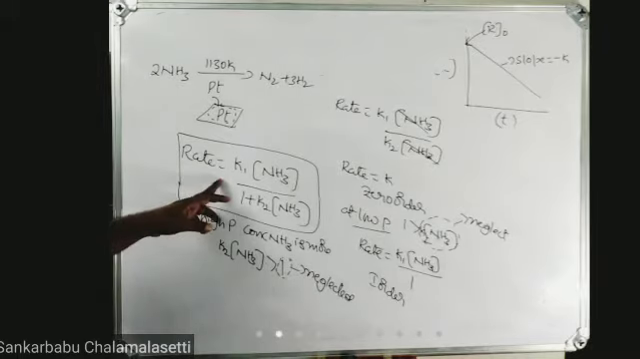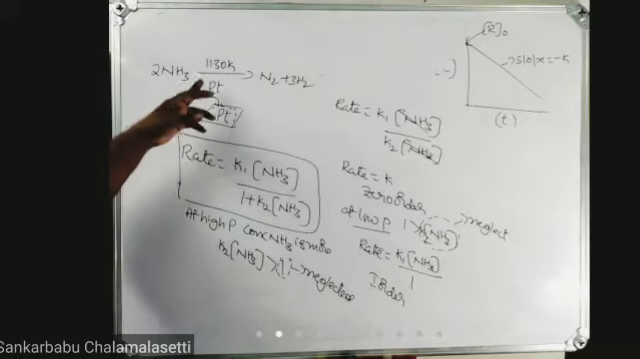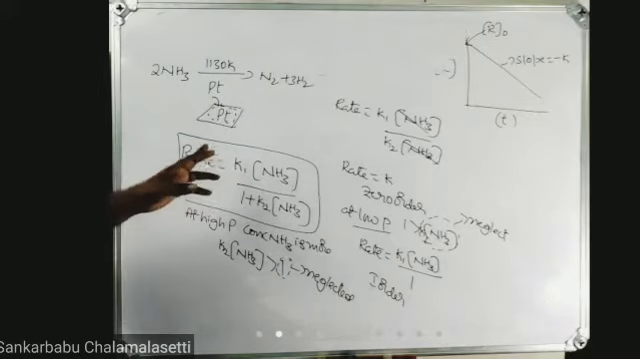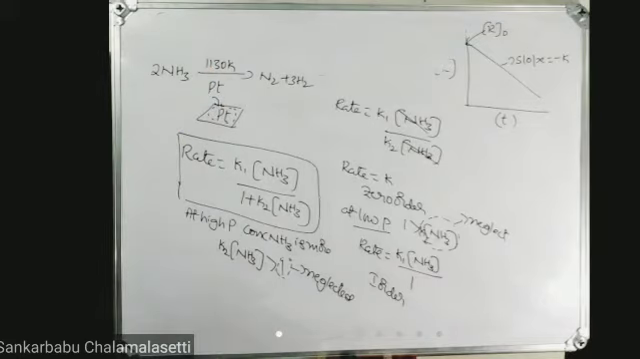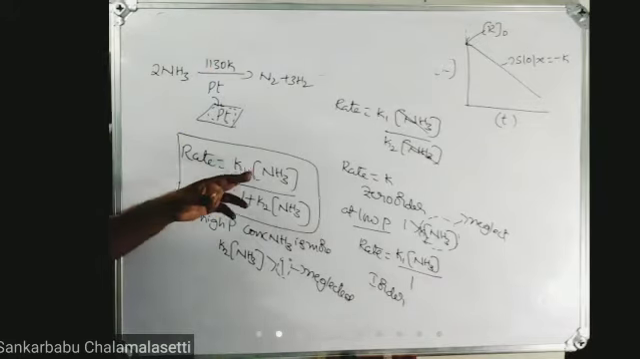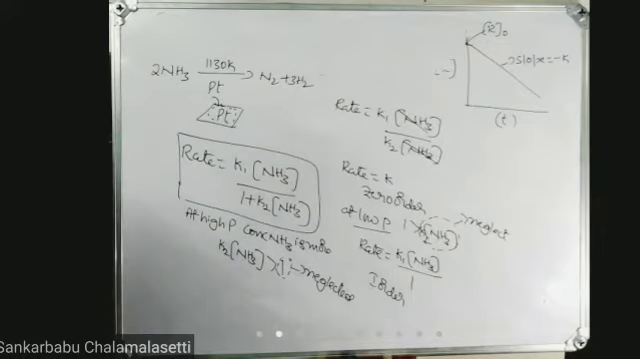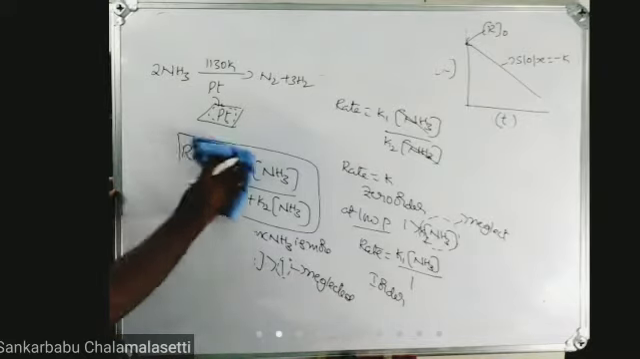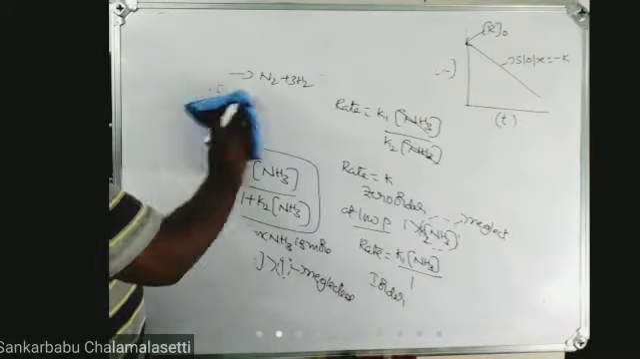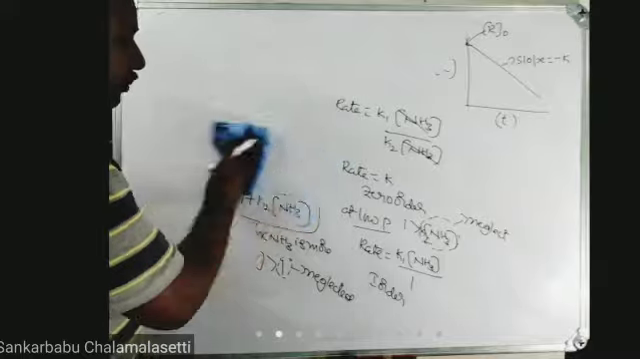This is the important rate equation for the decomposition of ammonia: rate is equal to K into the concentration of NH3 divided by 1 plus K2 into NH3. Next, some other examples for zero order reactions.